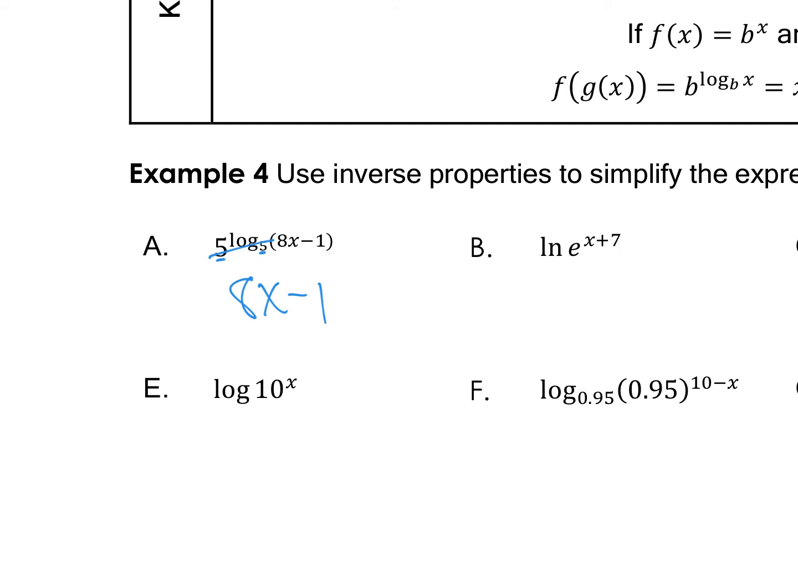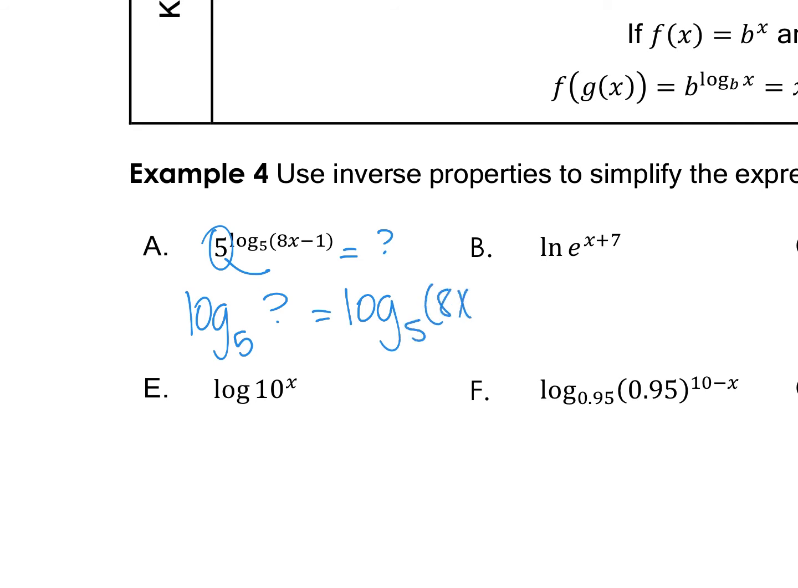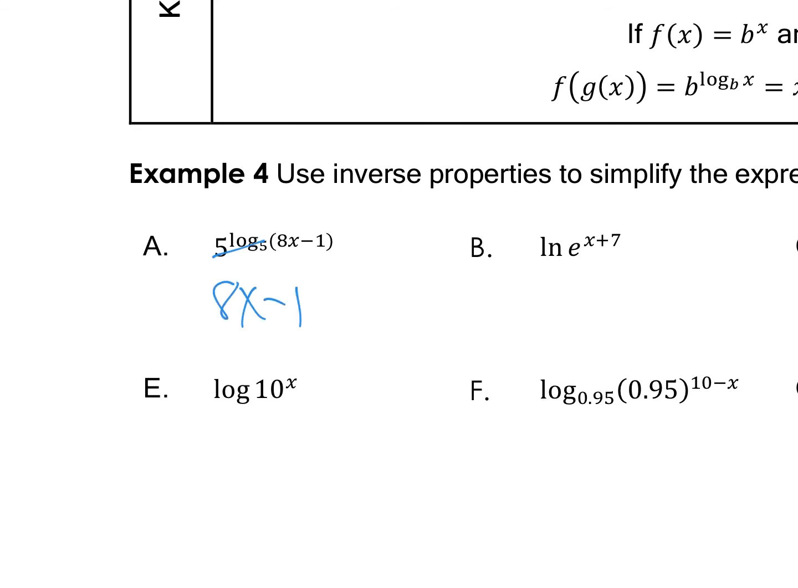So if you're not understanding this, we could change this to log. So I would have log base 5, I'm looking for this equals log base 5 of 8x minus 1. That's why it's canceling each other out. So if you change that to a log, you're just looking for that 8x minus 1. If that doesn't make sense, you can rewrite it like this, but it's a lot more work. So as long as you can see your base of your exponential and base of your log are equal, they cancel each other out, so you get 8x minus 1.